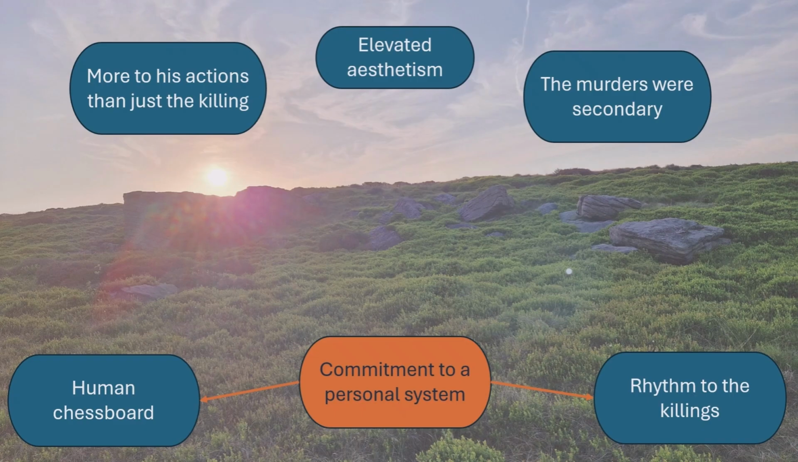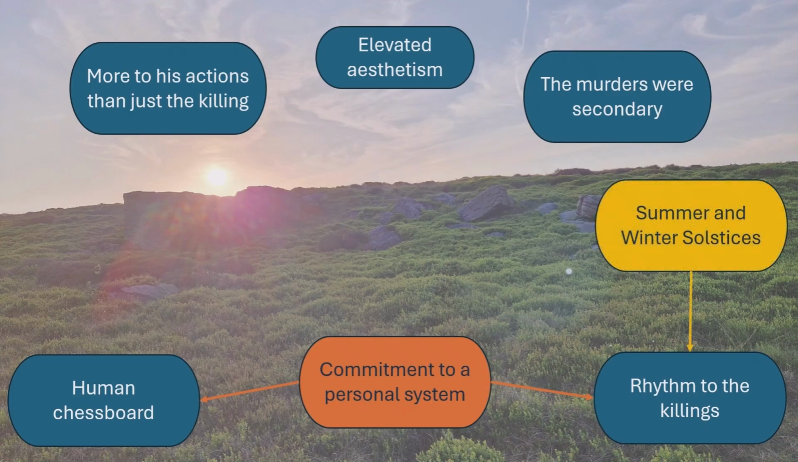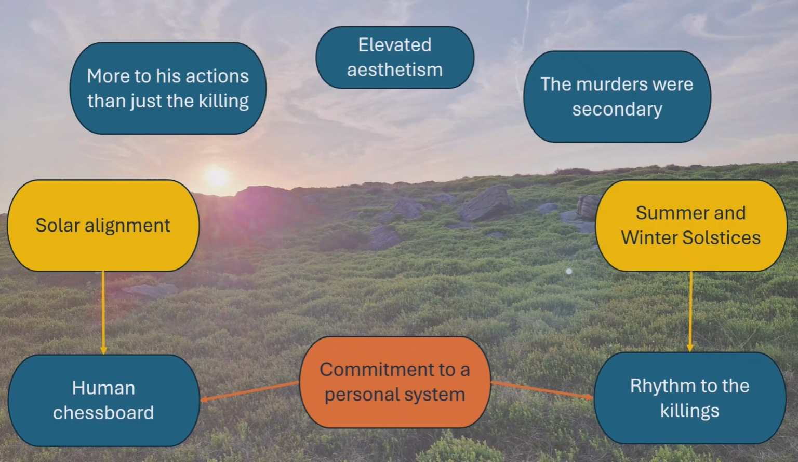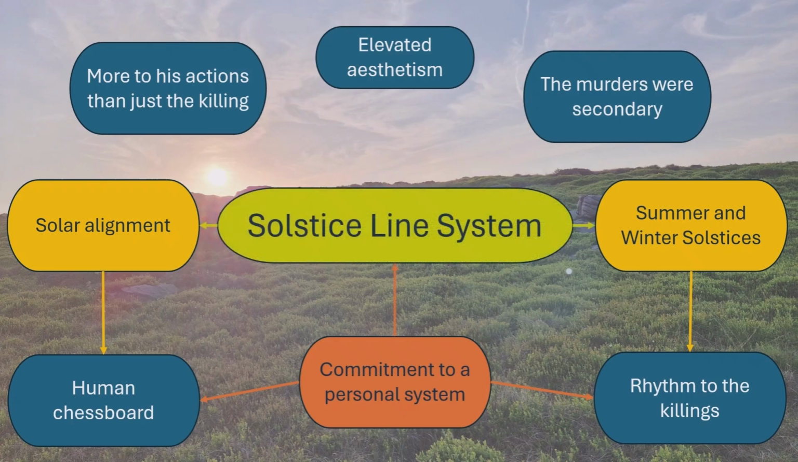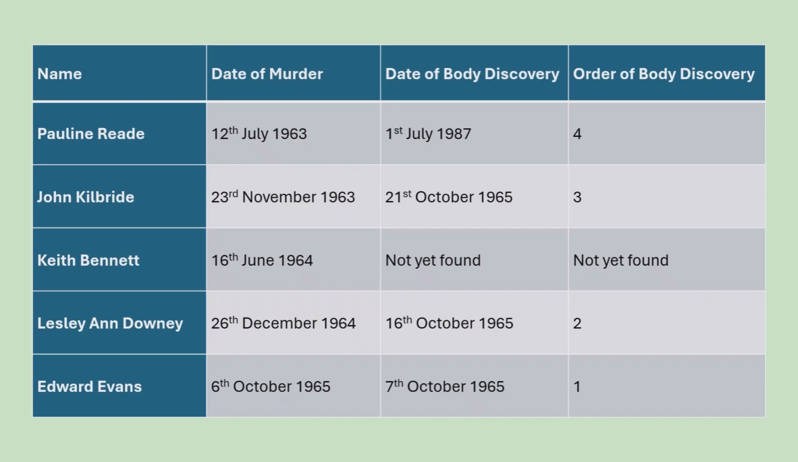From my analysis of the Moors murders literature, the evidence points to Brady having used a system based on the summer and winter solstices and the solar alignment at these times to plan the murder and burial timings and locations. I have called this the Solstice Line system. The table lists the children they murdered, the dates they were murdered and their bodies discovered, and the order in which their bodies were discovered.